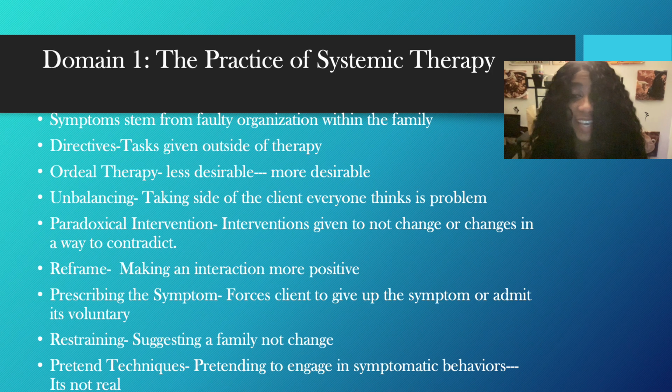Unbalancing, as you can see, this is also a structural family therapy term. Unbalancing is simply taking the side of the client that everyone seems to think is the identified patient, the problem, or why they are even in therapy in the first place. A reframe is simply making the interaction more positive. I know that there's this negative way that you're thinking about it, but let's reframe it and look at it in a more positive light.